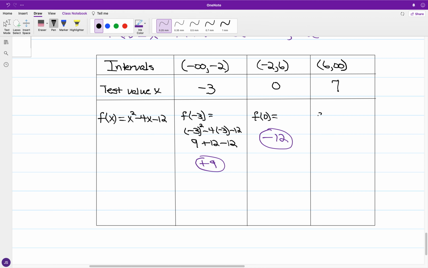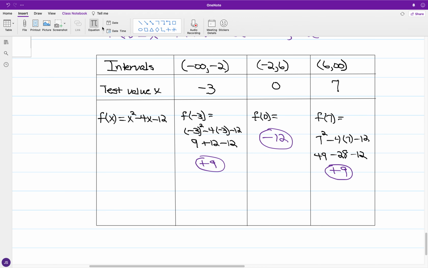In the case of f of 7, we have 7 squared minus 4 times 7 minus 12. 7 squared is 49, negative 4 times 7 is negative 28, and here we have minus 12. So the output here is also a positive 9.